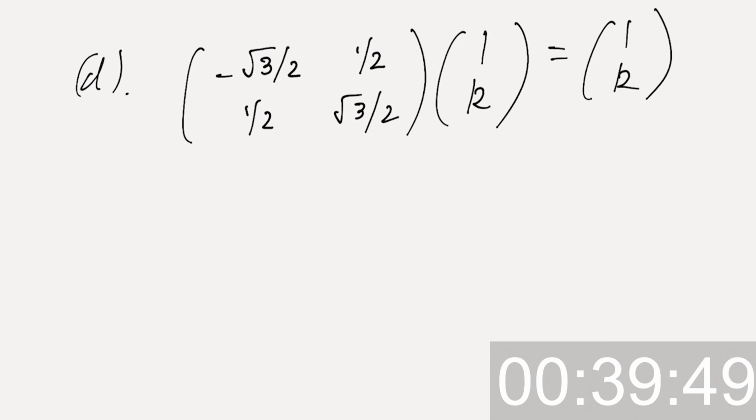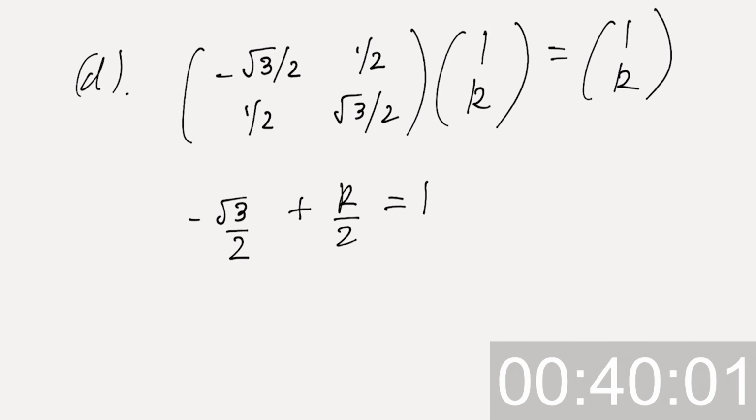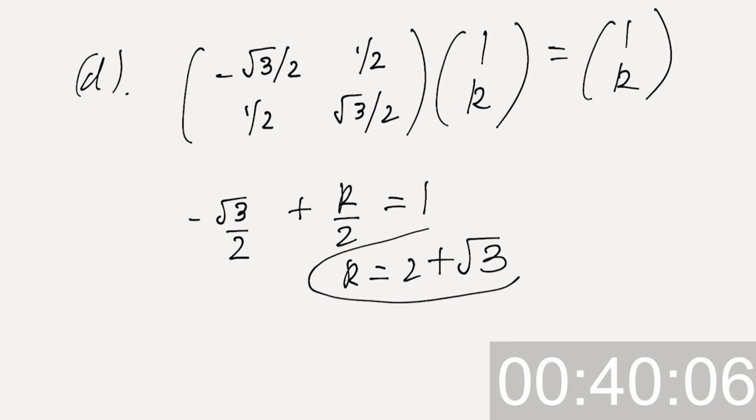So let's expand that out, see if it makes sense. Right, so I need minus root 3 over 2 plus K over 2 needs to be 1. So multiply by 2, so that tells me that K must be 2 plus root 3. So that's what the first equation tells me.